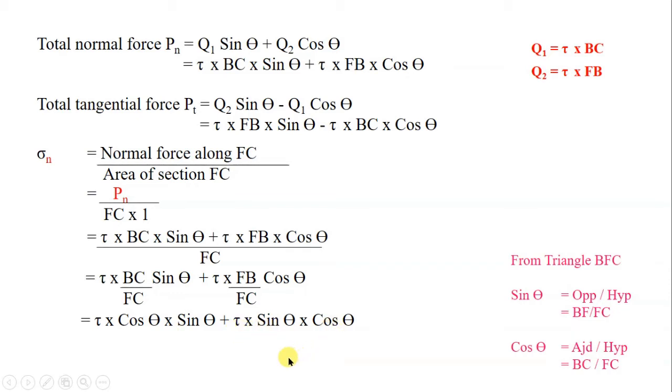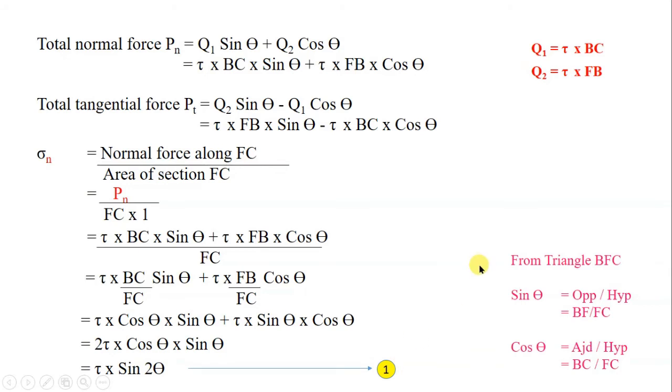So here cos theta sin theta is common, so we are taking tau to the other side, we will get 2 times cos theta sin theta. So we are getting 2 times tau into cos theta into sin theta. This 2 cos theta sin theta is sin 2 theta, that is a trigonometric formula. So what happens to this? It becomes tau into sin 2 theta. Okay, so your normal stress sigma n is equal to tau into sin 2 theta. Let us keep this as equation 1.